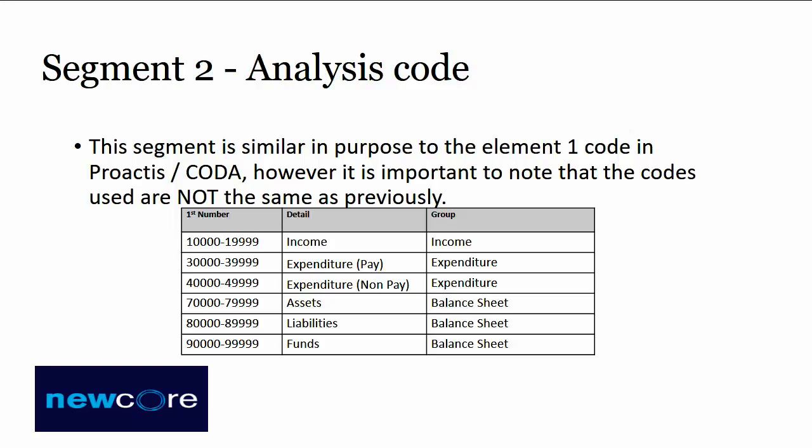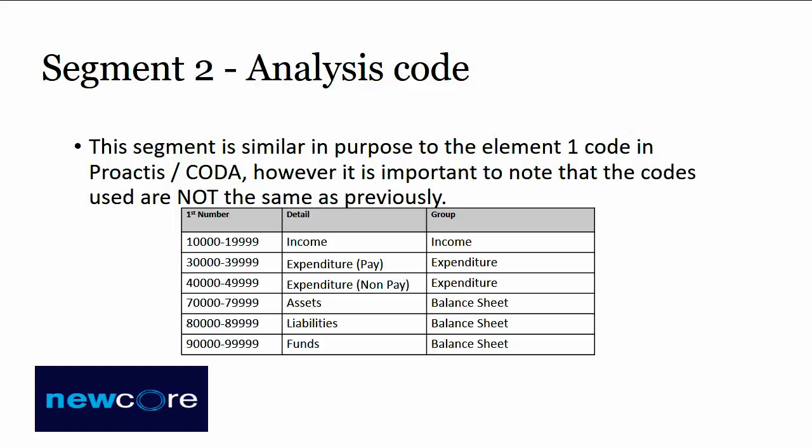So let's look at the analysis code. This segment is similar in purpose to the element 1 code. However, the codes are changing, so it's not the same element 1 codes that we are using now. But the purpose of this particular code is the same, and you can see that the income will be coded between those values. Then we have the expenditure pay, expenditure non-pay, assets, liabilities, and funds. So all those different values will be sitting in between those ranges, as you see on this screen.